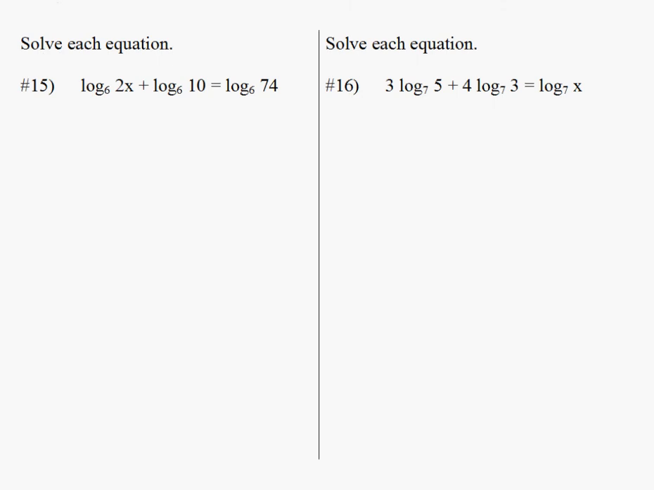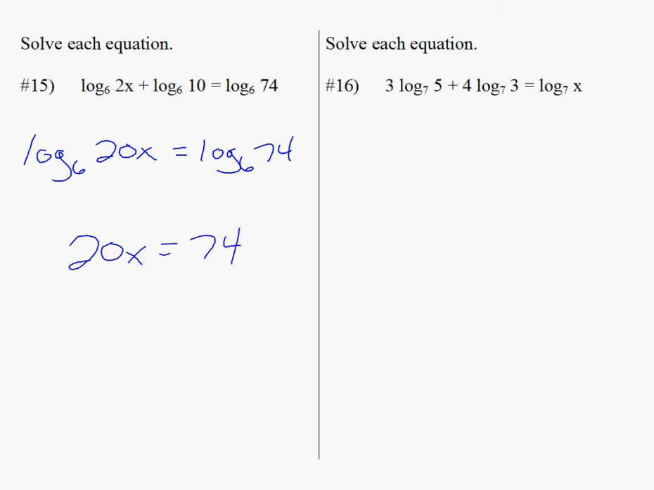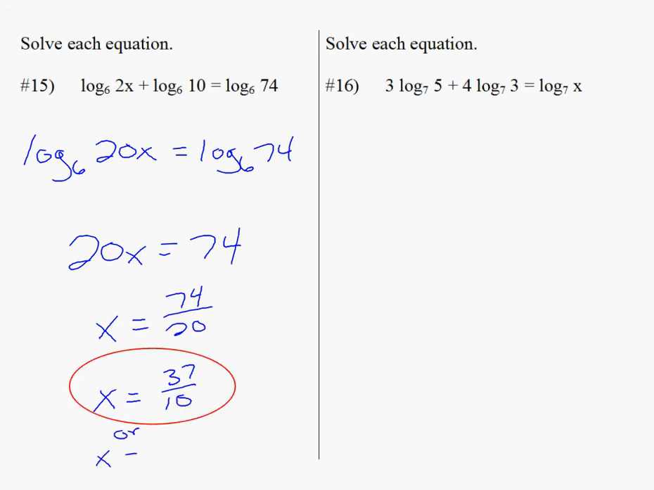Solving the equation, what I would like is for the left side to have just one logarithm, not 2. Using the product rule, I can multiply the argument of 2x and the 10 and get 20x. Then I can use the property of equality to say that the left argument equals the right argument. Solve for x. This is 37/10, or if you prefer, 3.7.